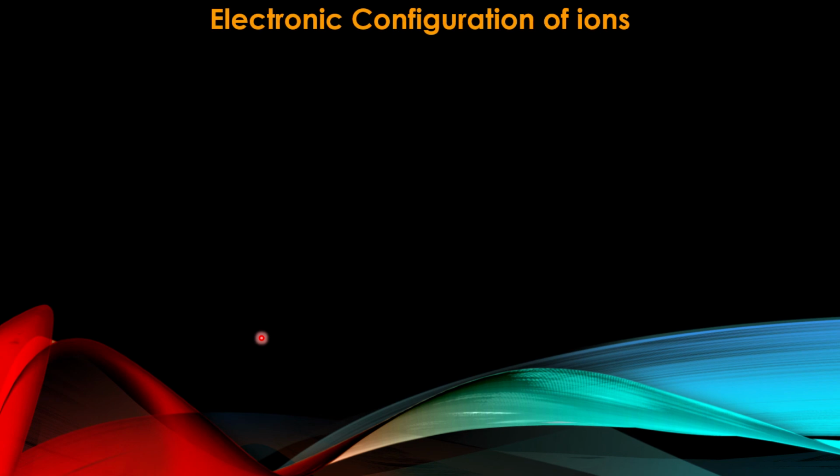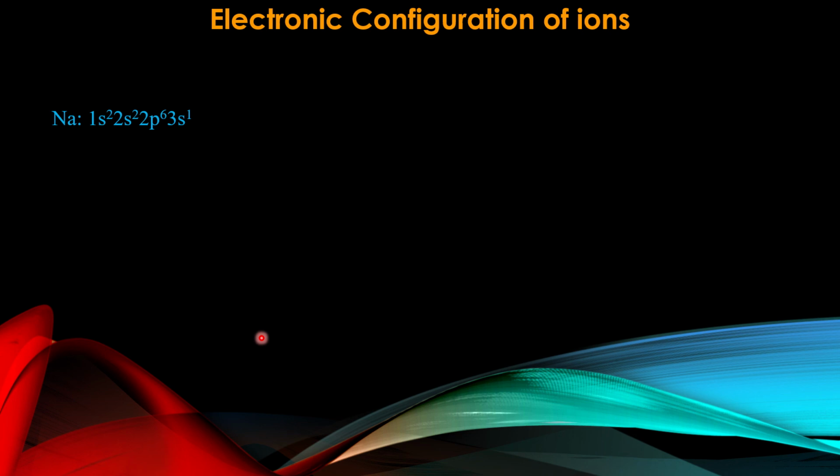Now we will learn the electronic configuration of ions. Ion, it may be cation or anion. You know, when an electron is released from an atom, then the atom becomes a positively charged ion or cation, and when an electron is added to an atom, the atom becomes a negatively charged ion or anion.